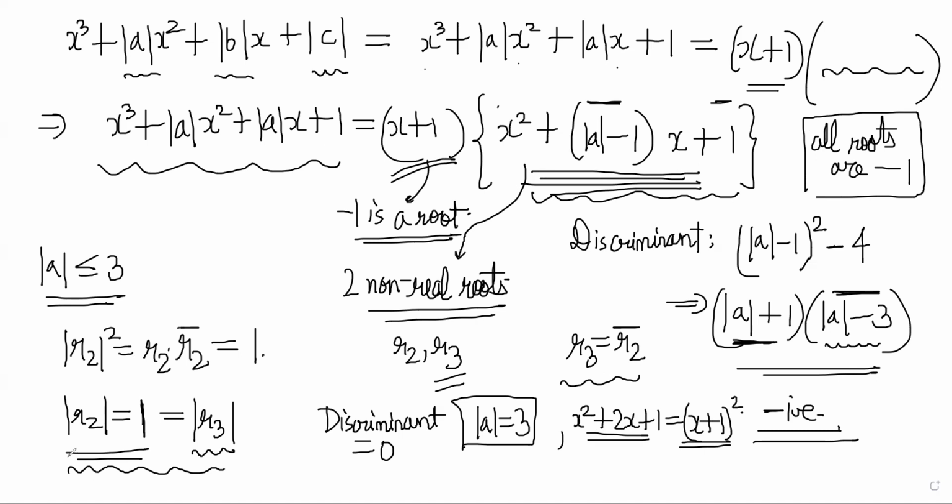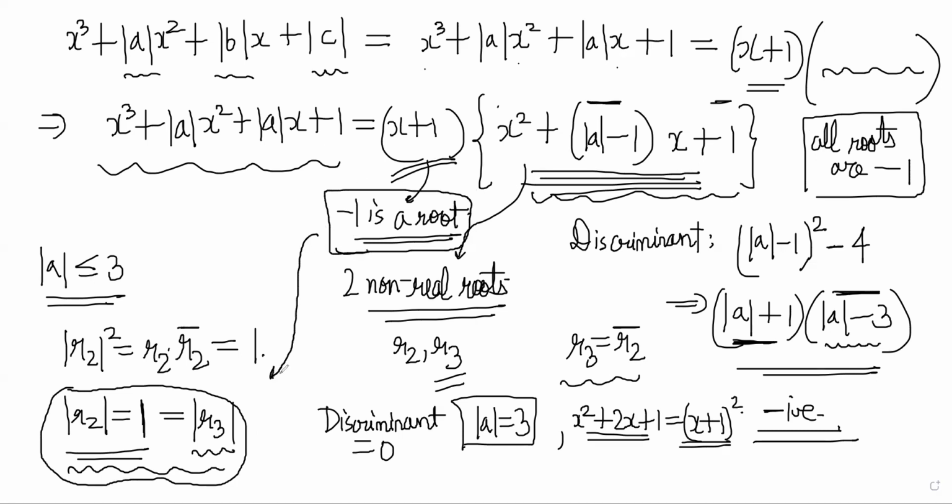And if the discriminant was negative, I got complex roots that have modulus 1. The real root also is -1, so it has modulus 1. So in all cases, whether the discriminant is 0 or negative, we are getting the three roots having modulus 1. In every case, we are getting this. Okay, let's look at a third problem, which will highlight the technique that we have learned in this video.